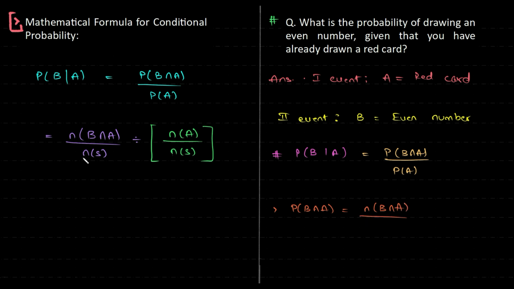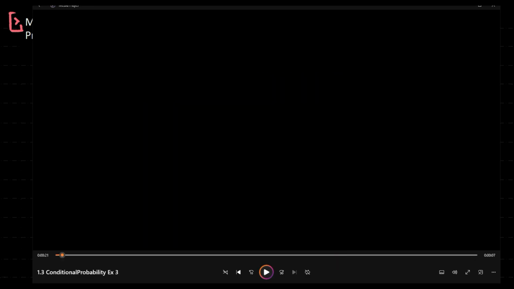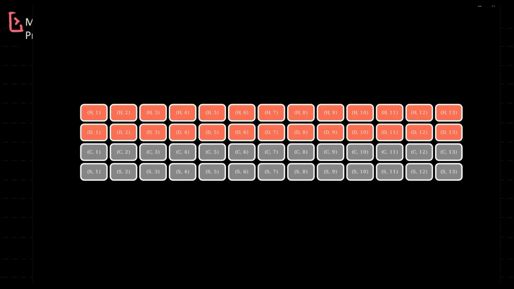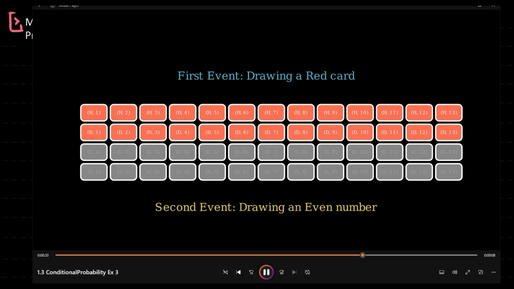Actually, these two will get cancelled. I know that, but I'm just doing the lengthy version of it. Don't worry, we won't do this method all the time. Okay, so let's do this with an animation. It's easier to visualize. So the sample space being 52 cards. So the first event being drawing the red, right? Okay, so you can see we just have only the reds. The second event being drawing an even number.